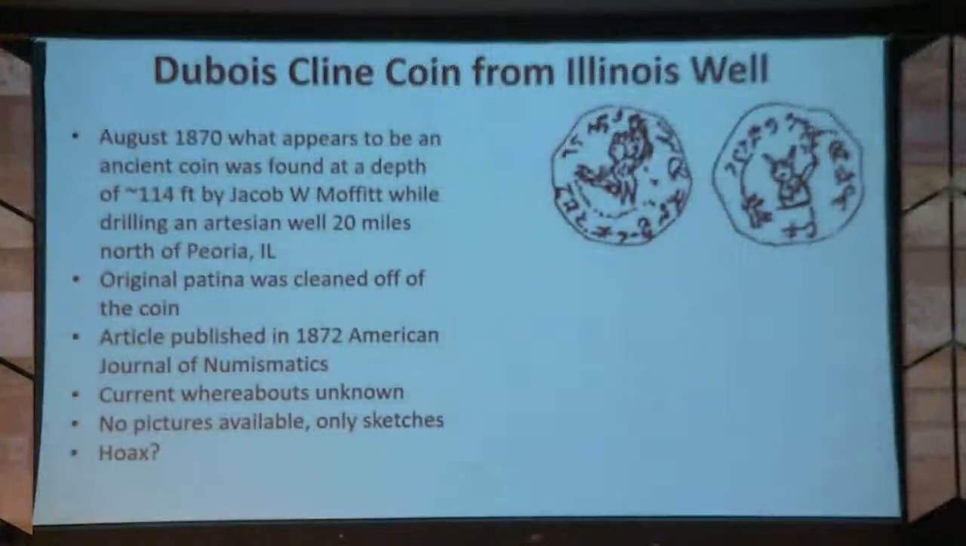So this is a coin that was supposedly found in Illinois. This wasn't in a mine, it was in a well. They were drilling down about 114 feet in 1870. Sadly, nobody knows where this coin is. It has disappeared, but we have sketches of it, and it's kind of interesting. On one side, there's what appears to be lettering around the edge, that no one knows what language that is. It's nothing that we know of today.